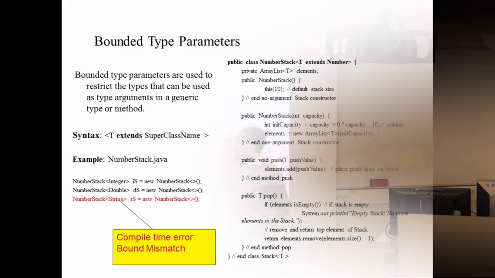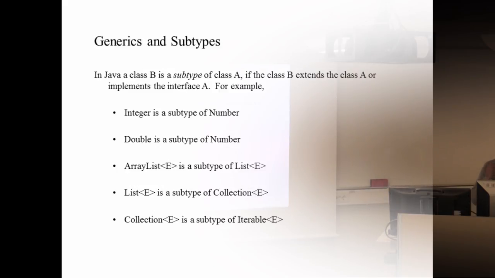And this is the same example that we have already looked at. And then there is another important thing to know about generics and subclasses. We know that class B is a subtype of class A if class B extends class A.